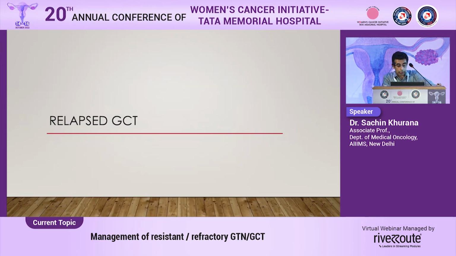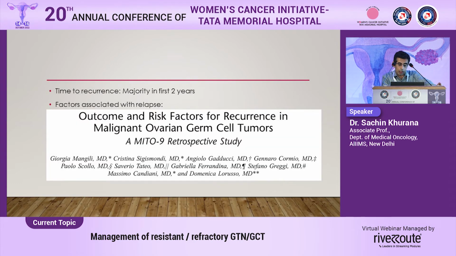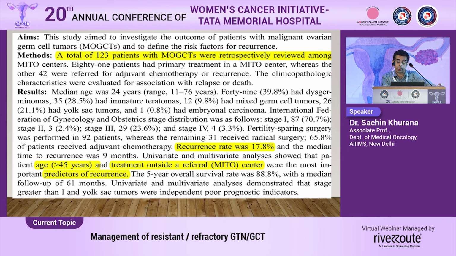Now just moving on to relapsed GCT. I'll be touching only the salient features. Again, the majority will relapse in the first 2 years. And what are the factors with relapse? This MITO 9 study evaluated the factors for relapse in germ cell tumor of ovaries, and they found that recurrence rate was 17.8%, and only 2 factors, age more than 45 years and treatment outside a referral MITO center, were the main predictors of recurrence. And I think in our setting it would be inadequate treatment and heavy burden of disease at the baseline. Those would be the most important factors that will predict a relapse in ovarian GCT.